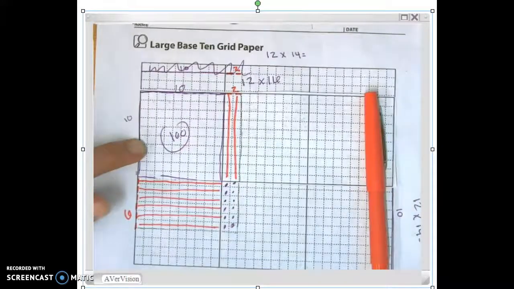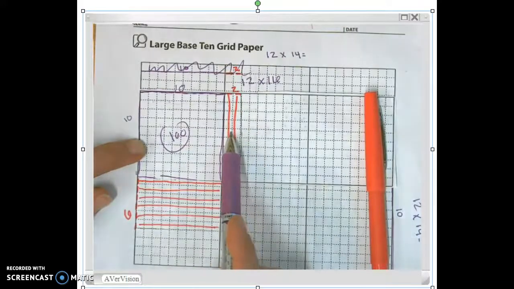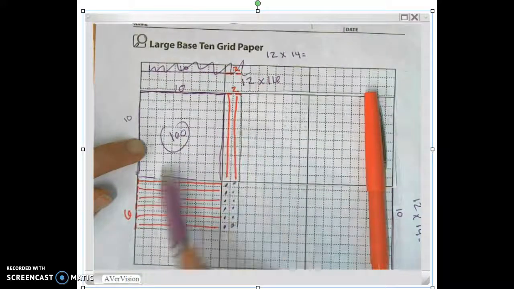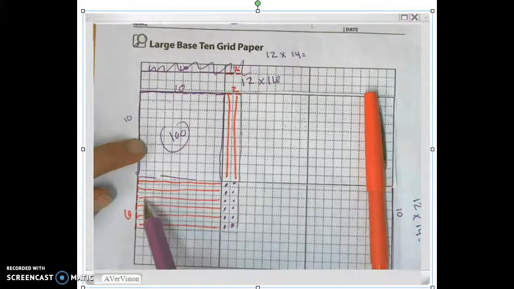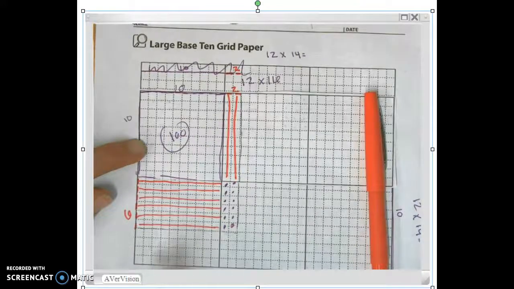Now that we have our rectangle, we're going to count our whole total. We have 100 right here, and these lines represent 10. So we have 10, 20, 30, 40, 50, 60, 70, 80. We have 180 so far. Now I'm going to count my dots. 1, 2, 3, 4, 5, 6, 7, 8, 9, 10, 11, 12.